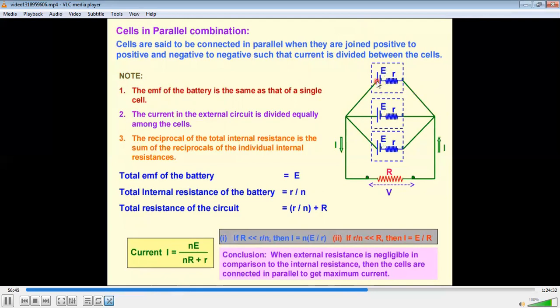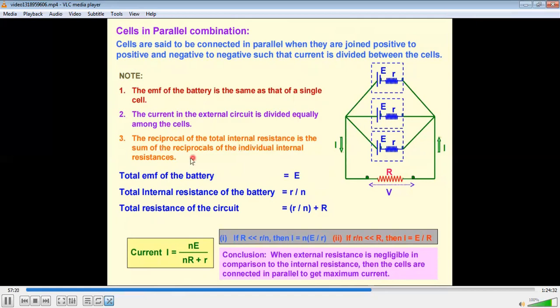The whole electric current I can be divided into three parts: I1 for the first cell, I2 for the second cell, and I3 for the third cell. So now the EMF of the battery is the same as that of a single cell. The current in the external circuit is divided equally among the cells. Current will be divided into many parts. The reciprocal of the total internal resistance is the sum of the reciprocals of the individual internal resistances.